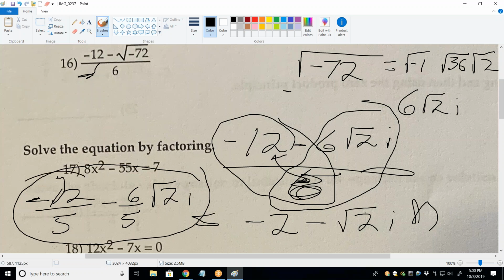Again, that's A. That is B. Actually, negative 6 fifths root 2 is B.